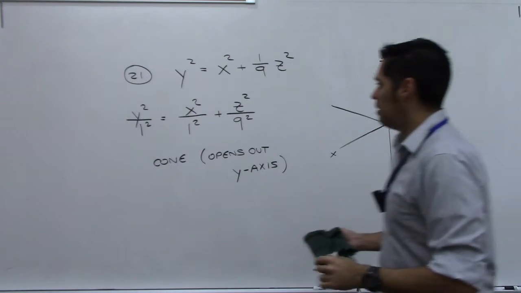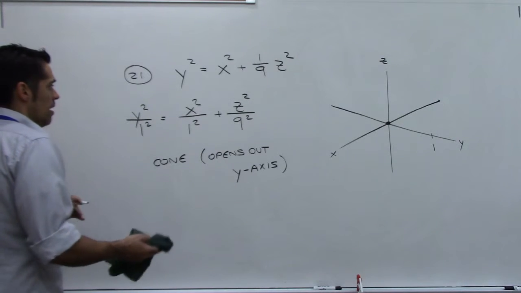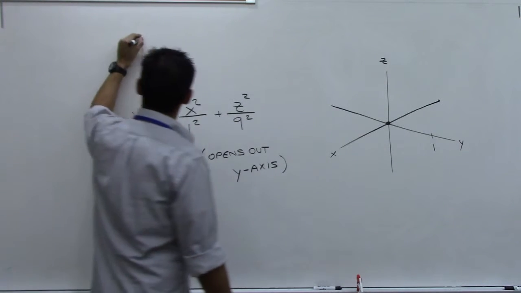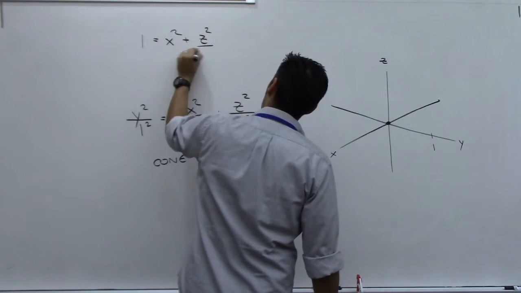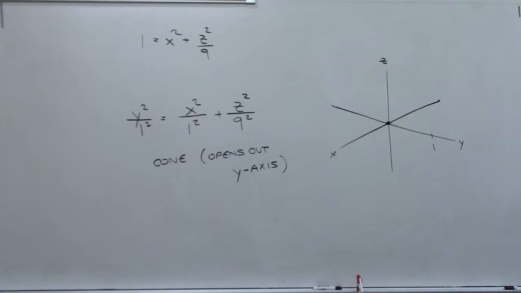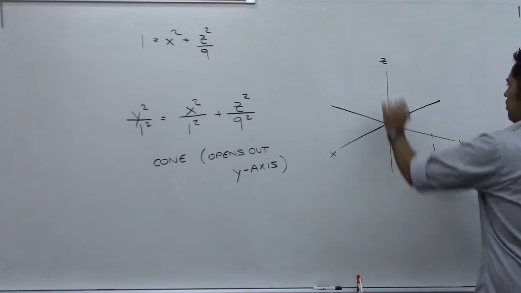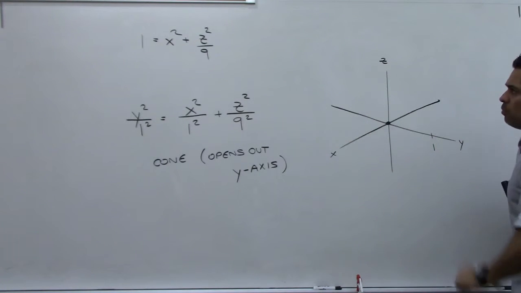So if y is 1, I've already answered the question. The cone opens out the y-axis. But I'm trying to get an idea of how I would draw this. So if y is equal to 1, then the left side of this equation becomes 1 equals x squared plus z squared over 9. And that, from previous classes, would be an ellipse. And so let's try and imagine we've moved out y equals 1, and we're out here. And imagine that there's a plane here, right? That's the xz plane that has been shifted out 1.